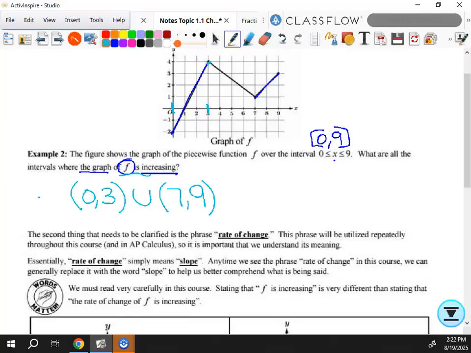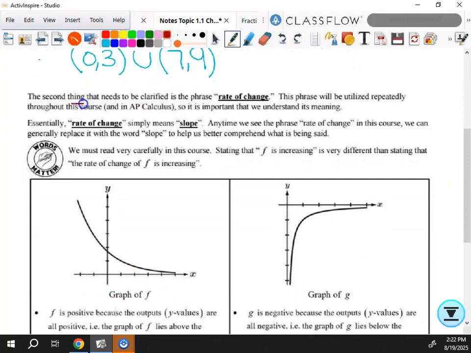All right. So the second thing that needs to be clarified is the phrase rate of change. What's another way to say rate of change? Slope. Okay. This phrase will be utilized repeatedly throughout this course and AP Calculus. We talk a lot about rate of change in both of these courses. It's important to understand the meaning. Essentially, rate of change simply means slope. Anytime we see the phrase, we can replace it with slope. But when we write about something, we don't say slope. We would say rate of change.